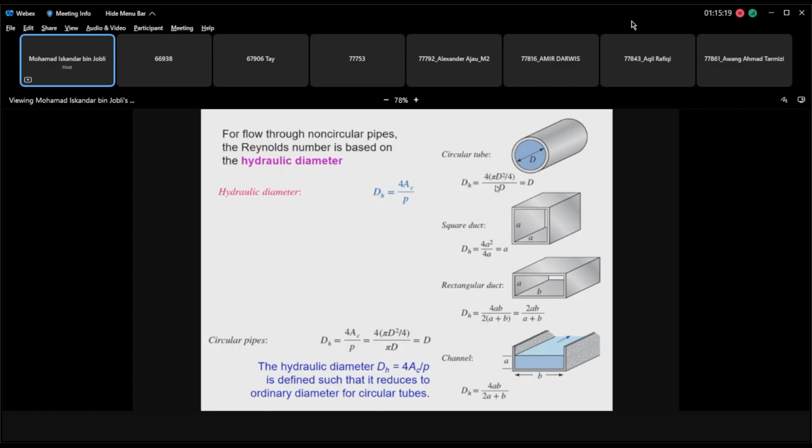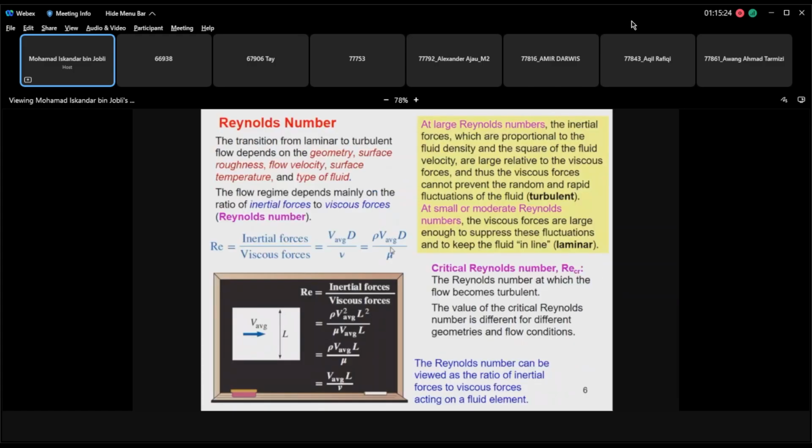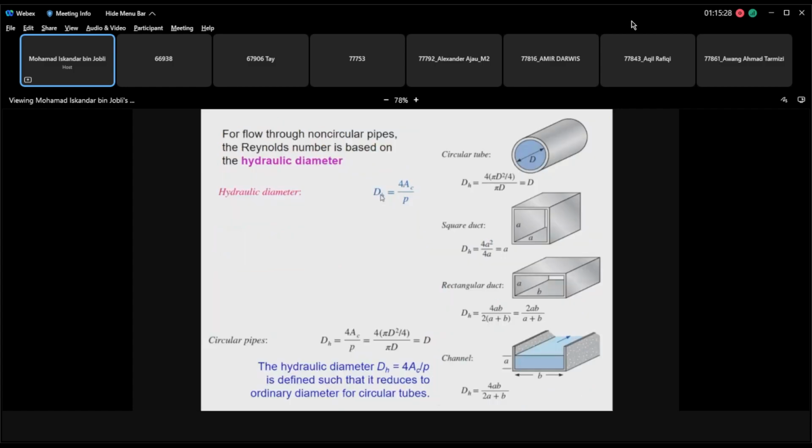Everything reduces to d. So that's why you put d inside this equation. This is not just literally the diameter, it's actually the hydraulic diameter. The hydraulic diameter is given by this equation: 4 times the area of the circular duct divided by the perimeter. Same goes for this one.